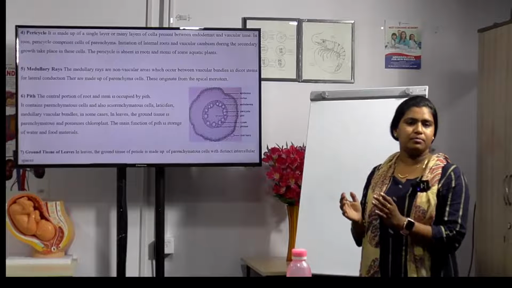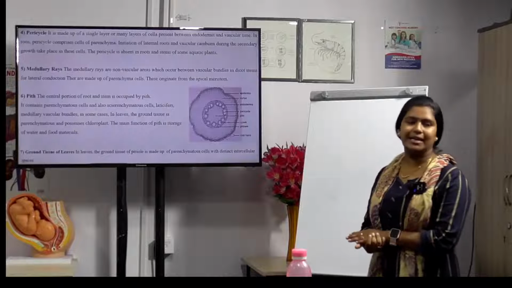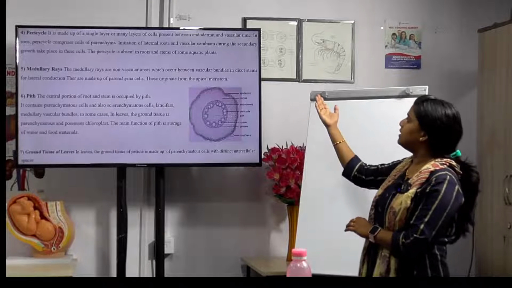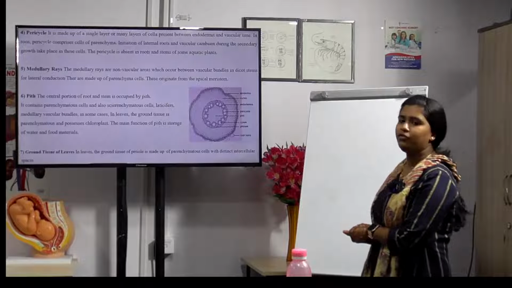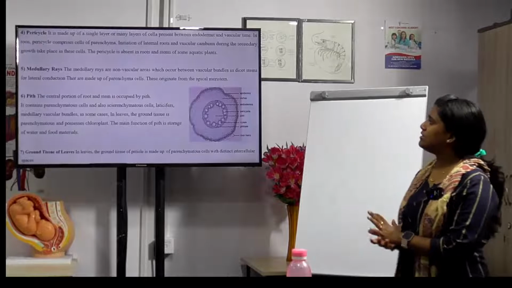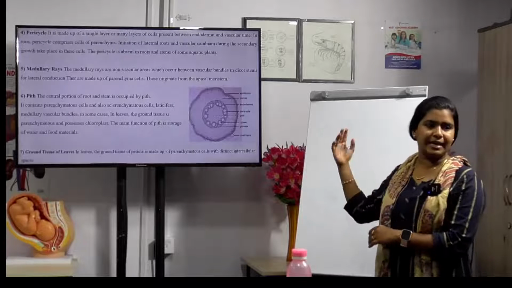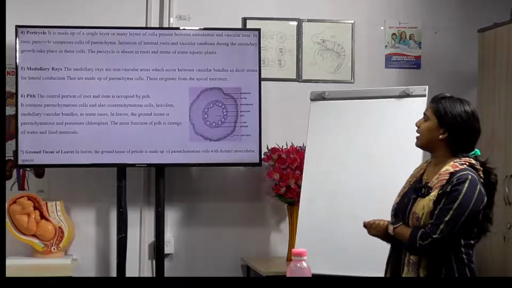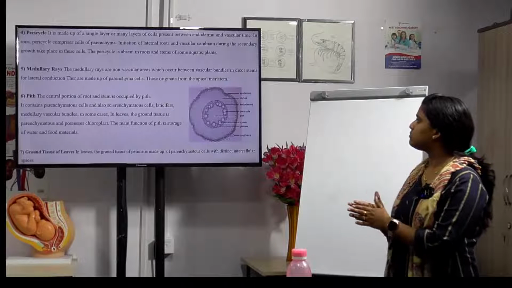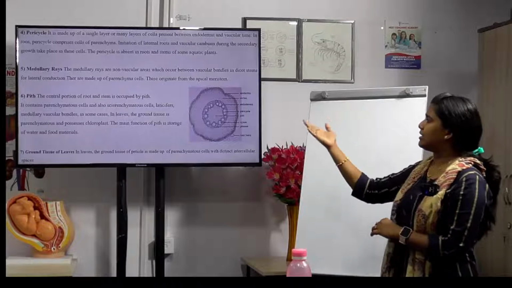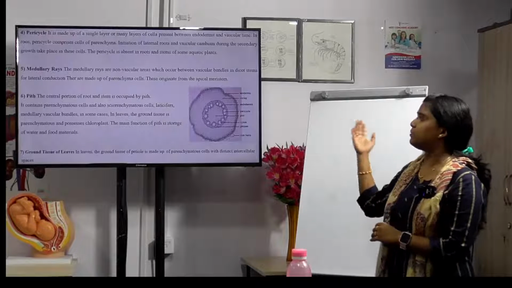So what is that? Pericycle is made up of parenchyma cells, and the initiation of lateral roots and the vascular cambium during secondary growth take place in these cells only. So secondary growth takes place in pericycle only. And then medullary rays, what are they? Between the vascular bundles in the dicot stems, and these originate from an apical meristem.